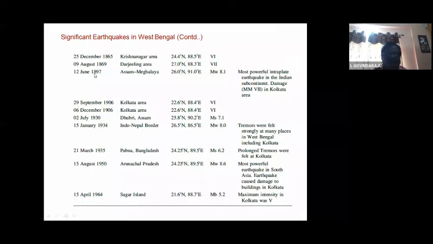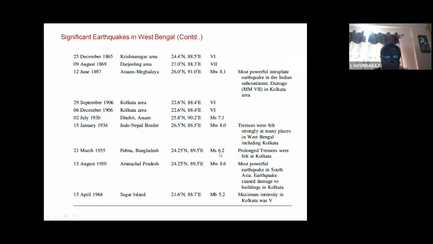So here, one more earthquake in 1897, the Assam Meghalaya earthquake, magnitude 8.1 back calculated, the most powerful intraplate earthquake in the Indian subcontinent, causing damage with an intensity of 7 in the Kolkata area. At the same time, in January 1934, a magnitude 8 tremor was felt strongly at many places in West Bengal, including Calcutta.